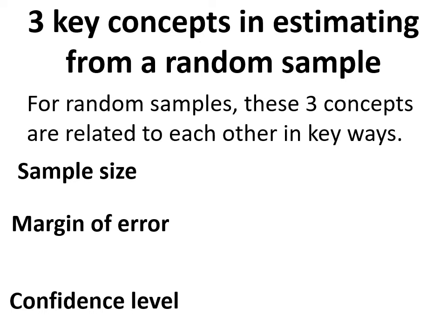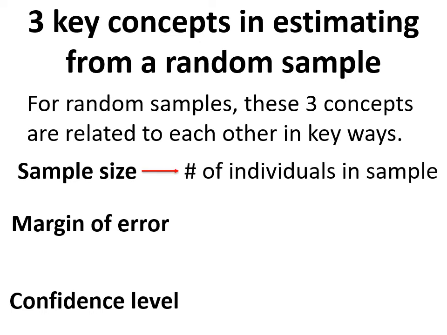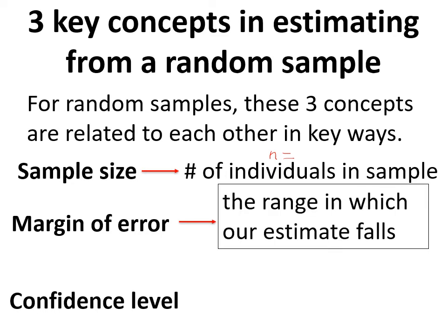So sample size, we've already covered that, right? Yeah, it's the number of individuals in the sample. So it's, if you will, the small n. So n equals some number. Margin of error, you've probably seen this most frequently in political polls. And so that tells us a range in which our estimate falls.